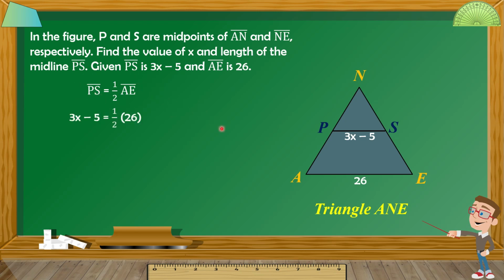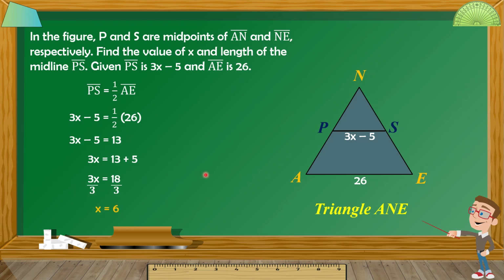And then isa-substitute lang natin yung mga given values. So si PS, yung expression niya ay 3x minus 5, kaya papalitan ko si PS ng 3x minus 5. And si AE, yung binigay na value sa kanya is 26, kaya papalitan ko si AE ng 26. And then simplify lang natin, 1/2 ng 26 ay 13. And then ililipat ko lang si negative 5 sa right side, magiging positive 5. And add lang natin yan, 13 plus 5, that is 18. And we will divide both sides of the equation by 3 para ma-isolate si x sa left side. So makakancel na itong 3 dito.